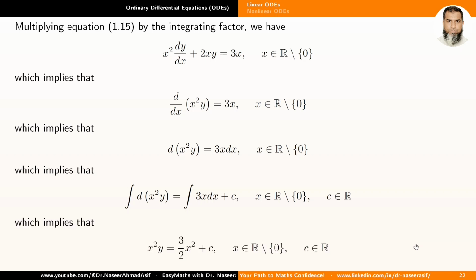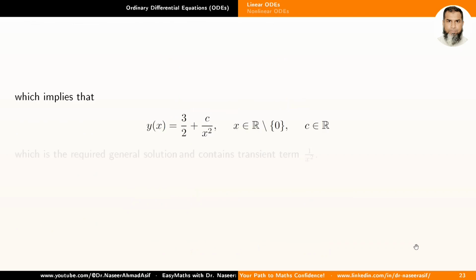So x square y is equal to 3 by 2 x square plus c, where x belongs to R other than 0 and c is an arbitrary constant. So y of x is equal to 3 by 2 plus c by x square, which is the required general solution and contains the transient term 1 by x square.